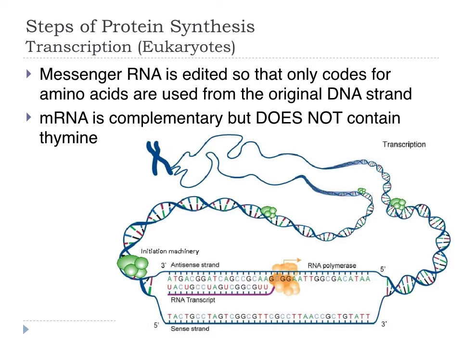The messenger RNA is edited so that only the codes for the amino acids are used from the original DNA strand. Remember, we don't have to have the copy or the complementary strand of the entire DNA. We just need bits and pieces to make certain proteins. Messenger RNA, again, is complementary, using those base pairing rules, but does not contain thymine.